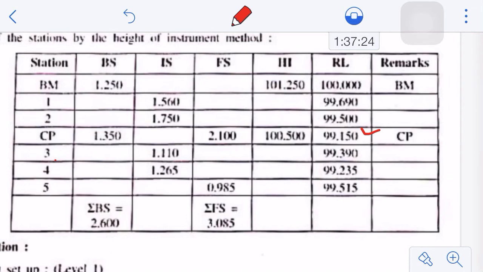And you will see for change point there is an RL, at benchmark there is an RL. If you continue further, if there is any other change point after your station 5, you may find another new RL of new HI available here, and in remark you will find it as your change point, right?